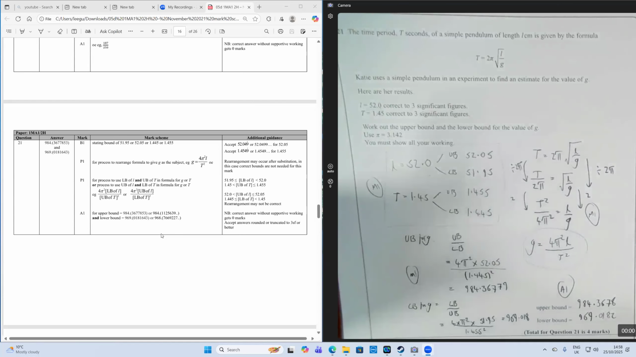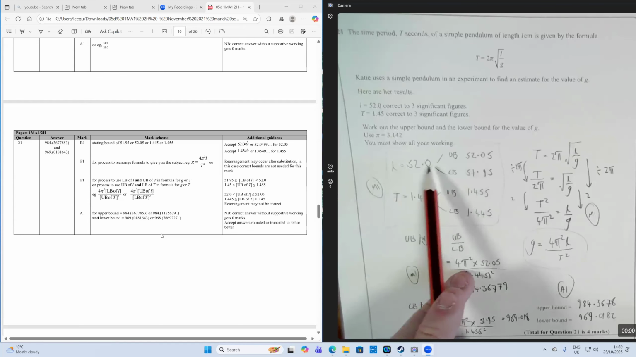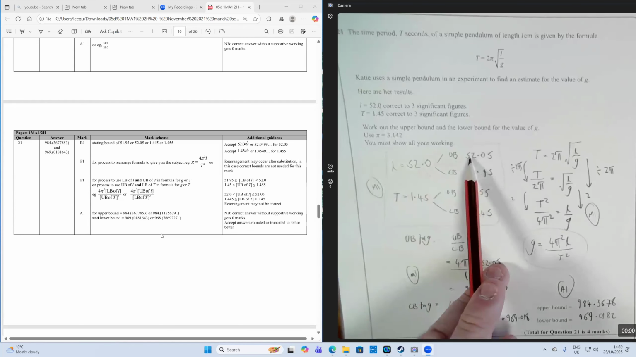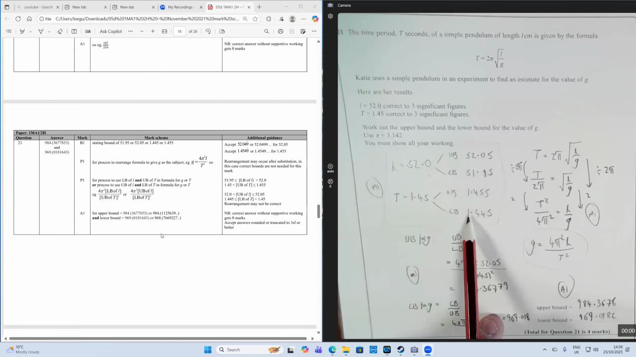Well, step 1, let's find our upper and lower bounds for L and T. So upper lower bound for L is, this is correct to 3 significant figures. So the upper bound is going to be 52.05, the lower bound is going to be 51.95. For T, our upper bound is going to be 1.455 and our lower bound is 1.445. So we've got our upper and lower bounds for L and T.